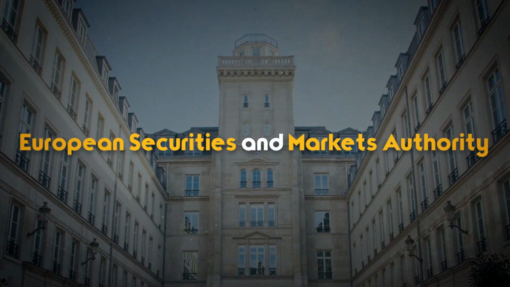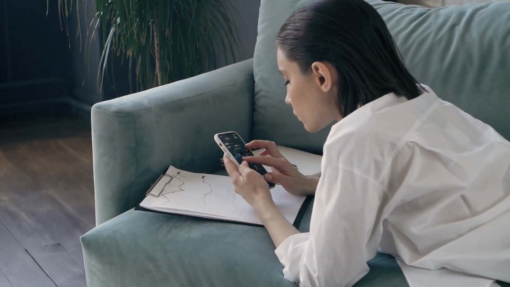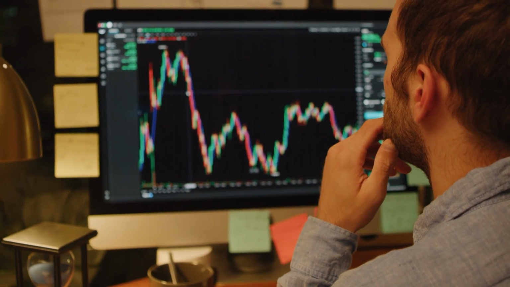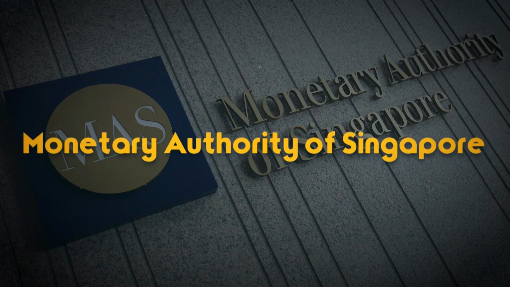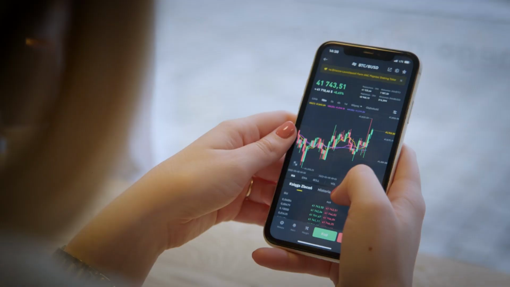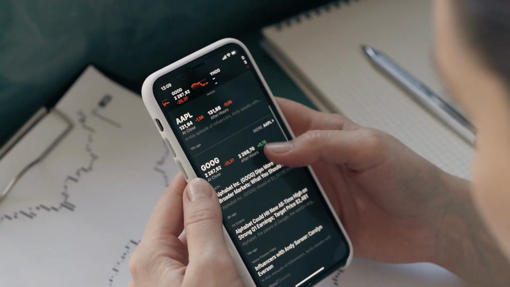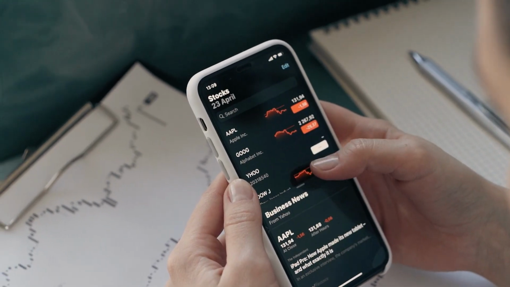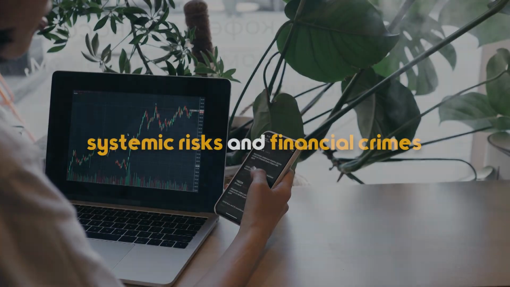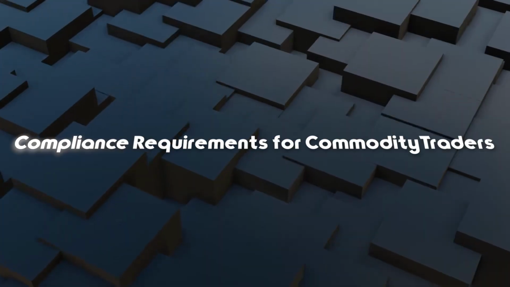European Securities and Markets Authority, ESMA. ESMA fosters stability in EU financial markets by assessing risks, creating a regulatory rulebook, and encouraging regulatory coherence across member states. Monetary Authority of Singapore, MAS, regulates Singapore's financial industry, supporting stable economic growth and a progressive financial sector. These regulators, while focused on their respective jurisdictions, increasingly collaborate internationally to address cross-border issues like systemic risks and financial crimes. Compliance requirements for commodity traders.